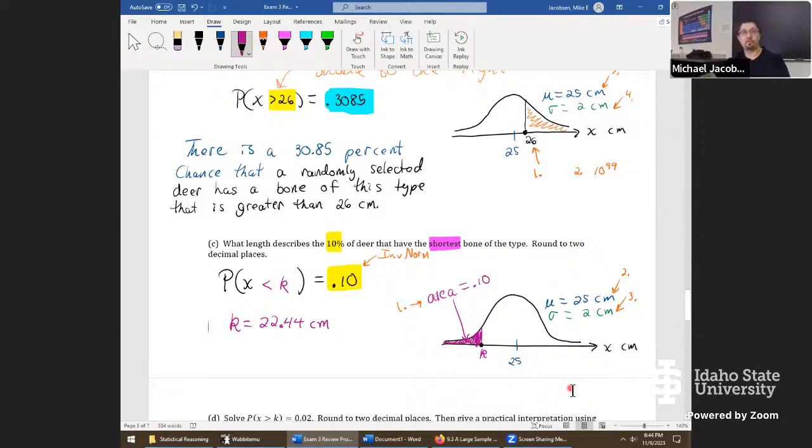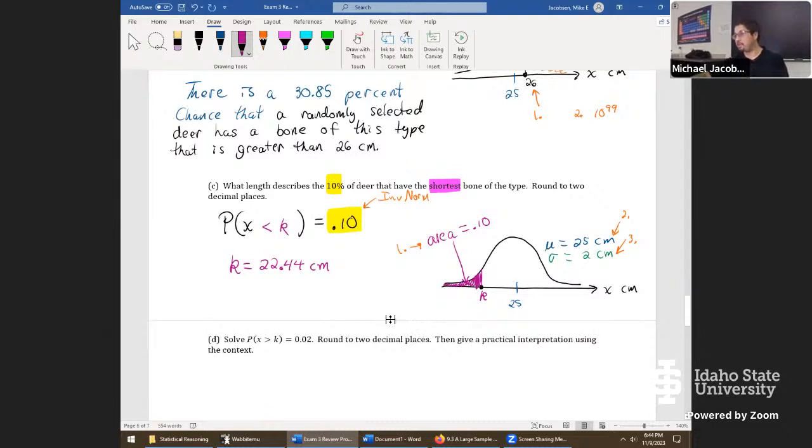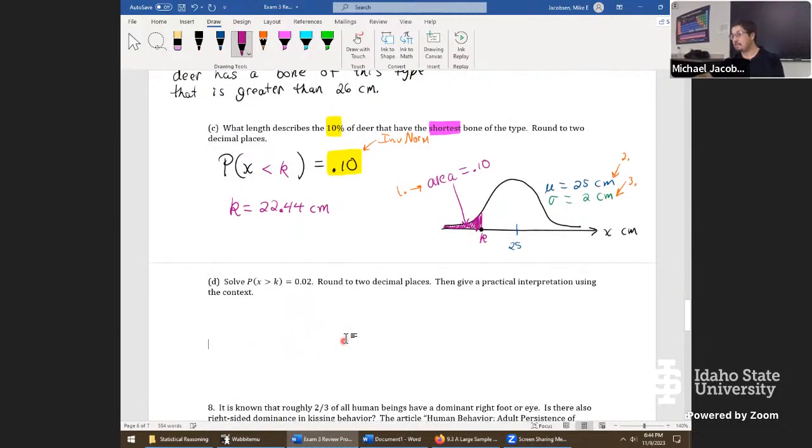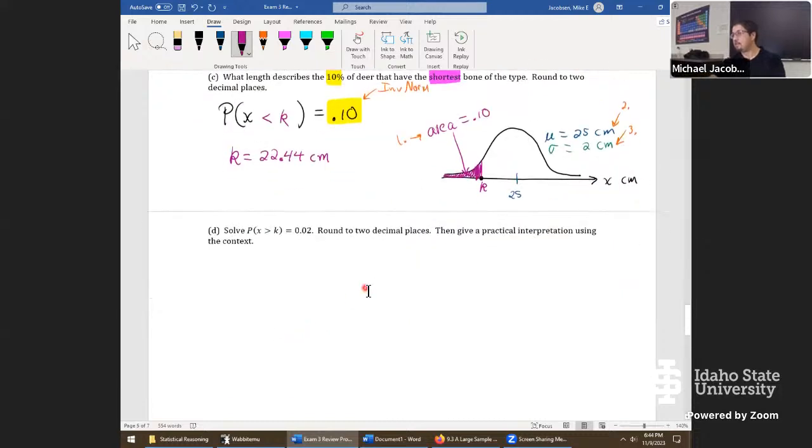Okay, well, it looks like we have one more to go and about 6 minutes. I think we'll make it. Oh, this is the longer one too, but let's see where we end up on it. Here, we're solving probability X is greater than K, so the inverse of this situation. And we want it to be at 0.02, so we're looking at 2%. I'll start just by copying that in so we have it available.